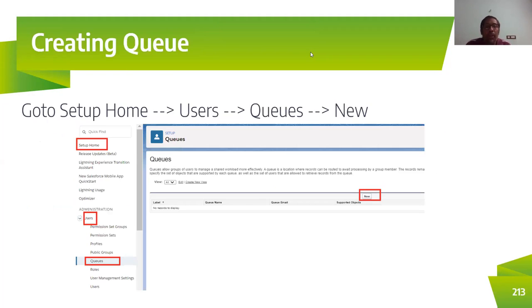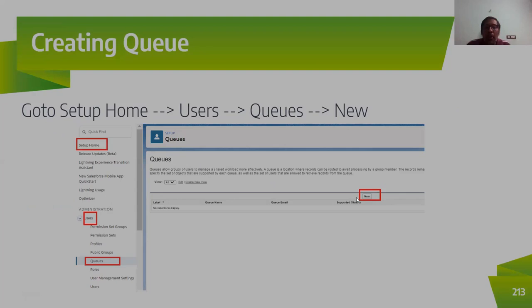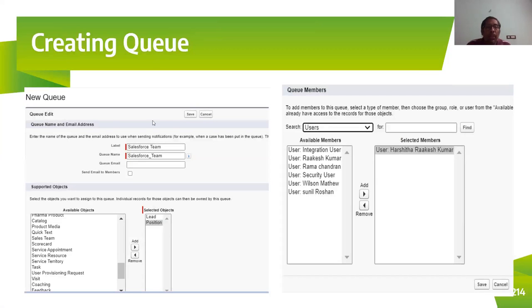Now let me see how to create a queue. Again, go to Setup. Right under Setup, you have the Quick Find box. In the Quick Find box, type queue, click on the Queues link, which takes you to the queue page, and then click on the New button. Then it will take you to the next page, New Queue, where you enter the label and queue name.